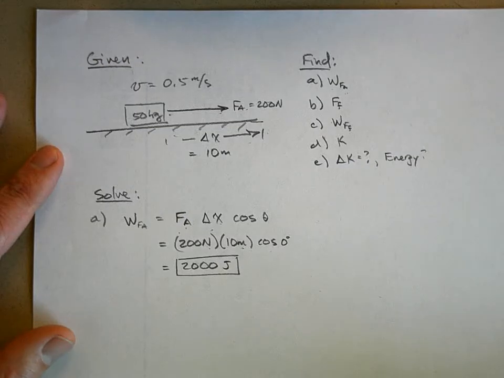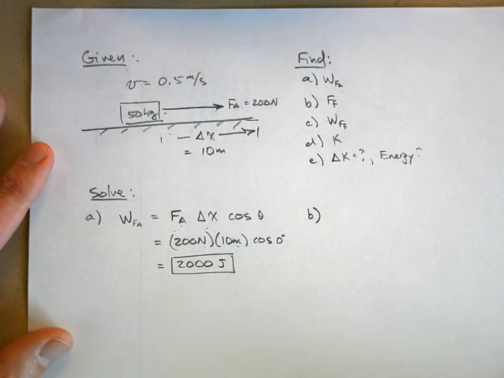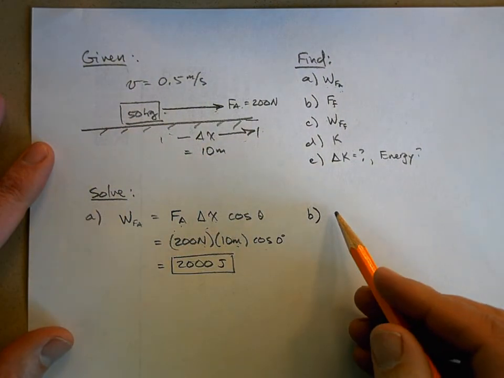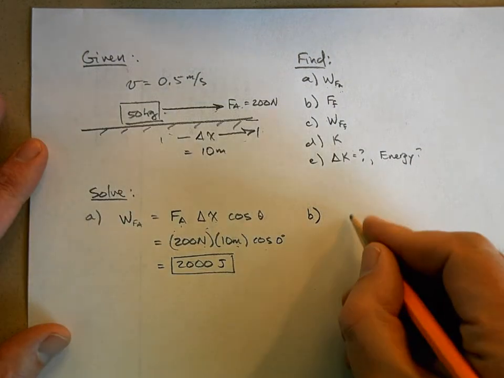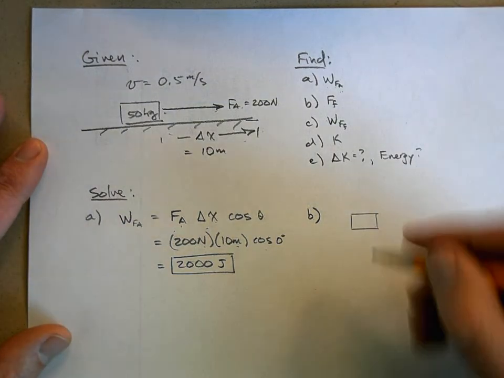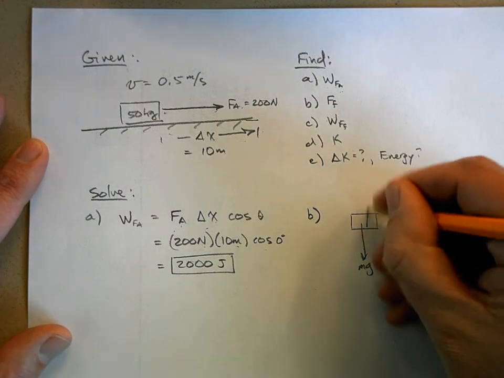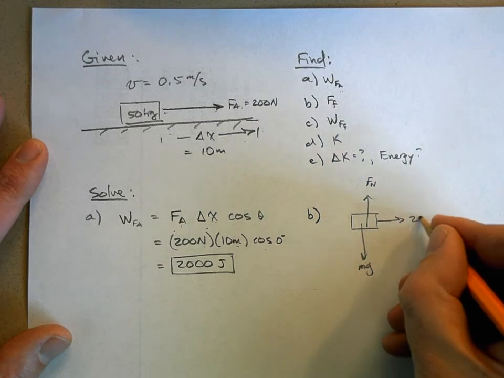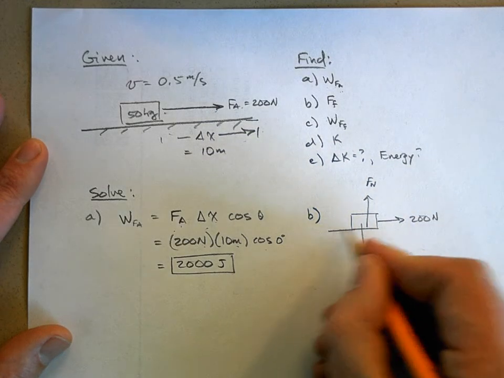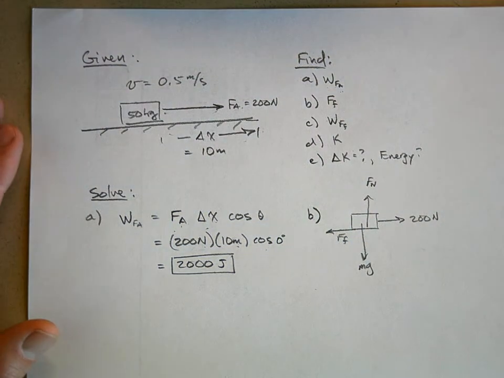Now for part B, let's just do part B off to the side here. We want to know what is the force of friction. Well, I'm going to draw a quick little free body diagram of this guy. So this is a little bit of a review. mg, and you need a normal force, and then of course you have this 200 newtons like this, and you have this force of friction. You didn't really need to do this. You could have done this in your head. By now you should be able to do this in your head.